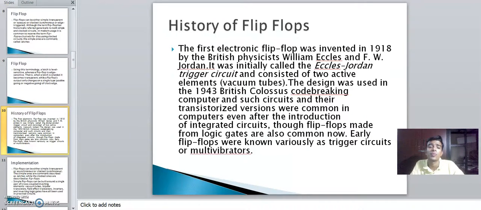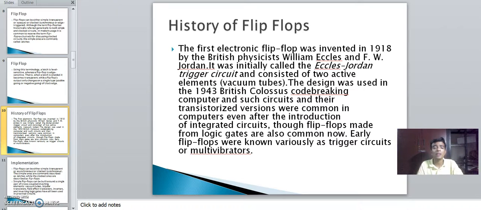History of flip-flops. Flip-flops were not a recent invention. They were invented very long back, and that's what led to more inventions and innovations in the field of electronic engineering. The first electronic flip-flop was invented in 1918 by the British physicist William Eccles and F.W. Jordan. It was initially called the Eccles-Jordan trigger circuit and consisted of two active elements. They were basically comprised of vacuum tubes.